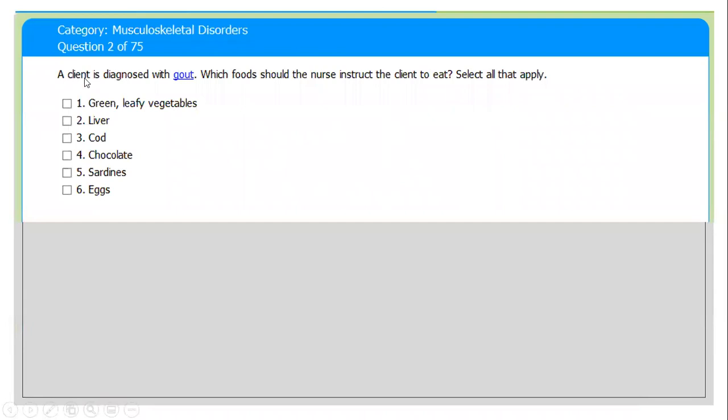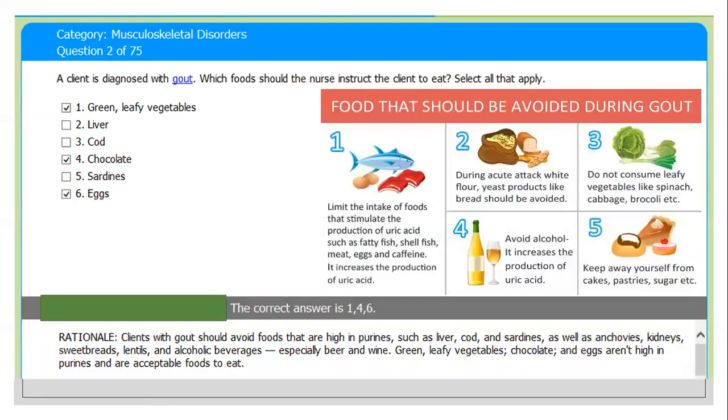Next question. A client is diagnosed with gout. So in the case of gout, which food should the nurse instruct the client to eat? Select all, right? Very important. The NCLEX board asks this kind of question. Green leafy vegetables, liver, cod oil, chocolate, sardines, and eggs. Select all. The correct answer is green leafy vegetables, number four, chocolate, and eggs.